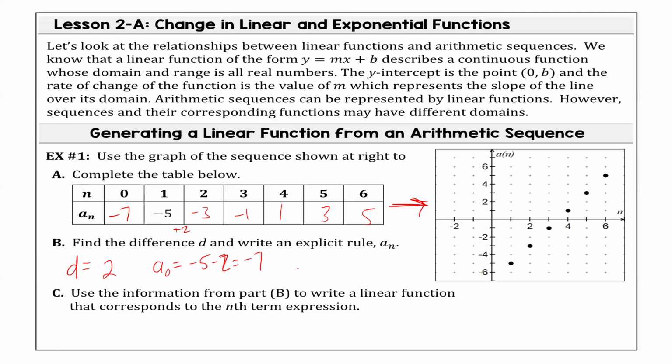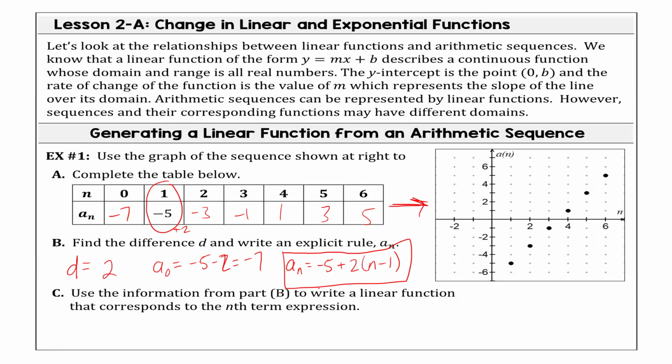So my arithmetic model would be a sub n equals, and we can start from 0. We're going to start from what was given to us, our given information. So -5 plus 2 times n minus 1. Correct? That is our arithmetic model, our explicit rule that's taking place. Are we comfortable with that? Because that's what we just kind of quizzed over, right?